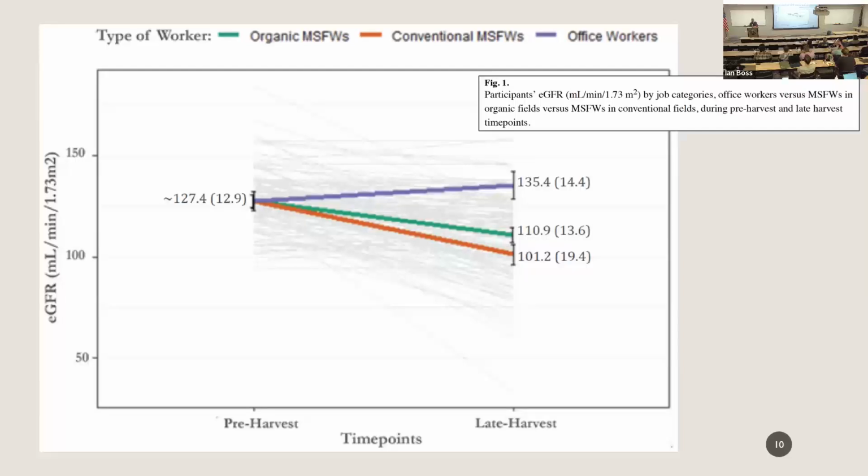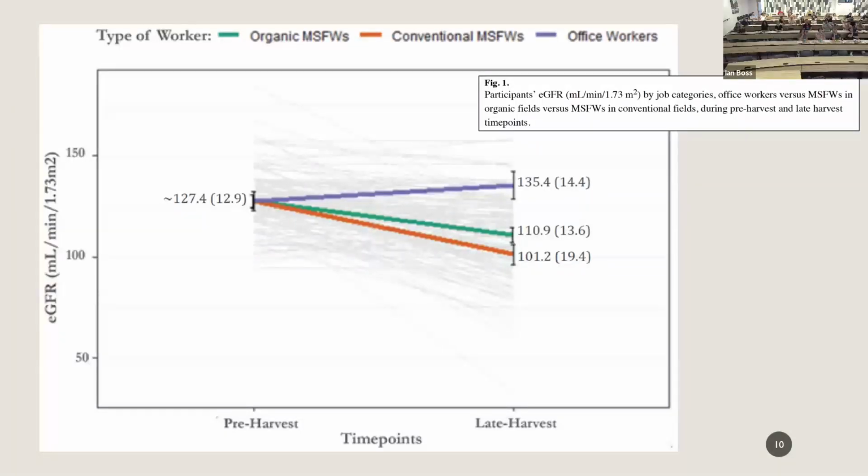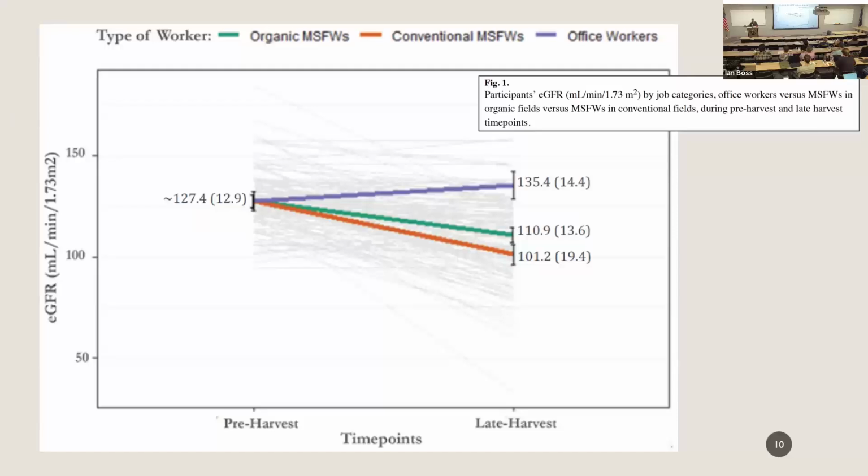So this is the graph, one of the few graphs in the study. And here they're showing only one of the initial GFR rates here. 127 was actually equal between the organic and the conventional field workers. And you see with the purple that the office workers actually had not a significant, but even an improvement in GFR from the initial measurement to the late harvest measurement, whereas for both of the field worker groups, it went down.